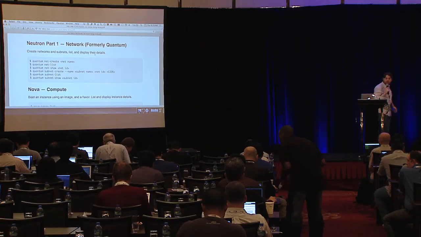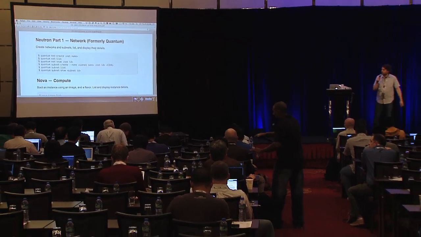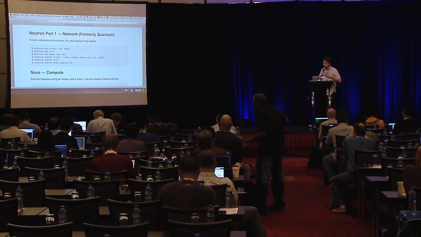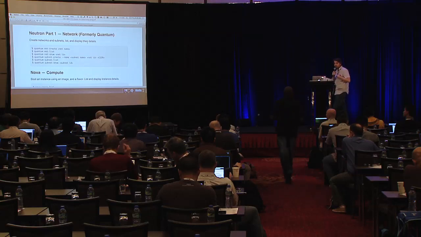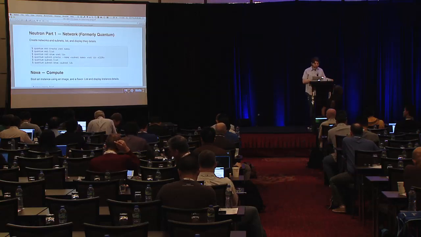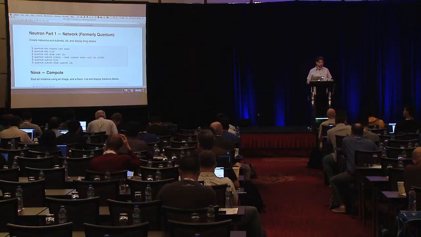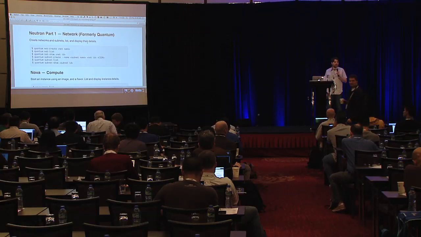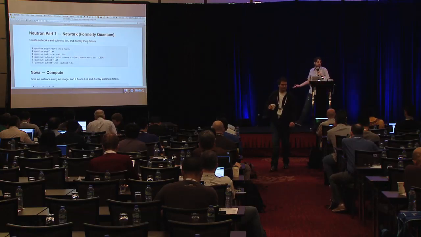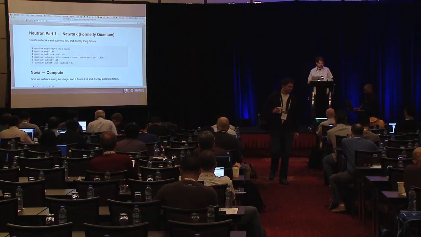So I'm going to go ahead and create a network with a quantum net-create. And then we can use a net-list and a net-show to kind of view those. You get to name it however you want. It's just a label. So I like to call this one private. It's my private network.